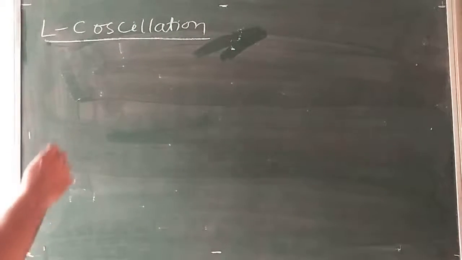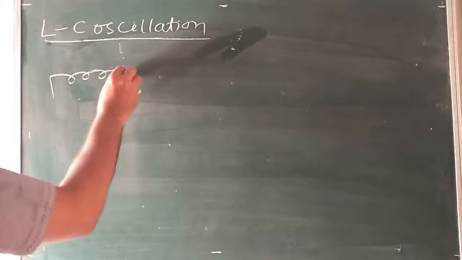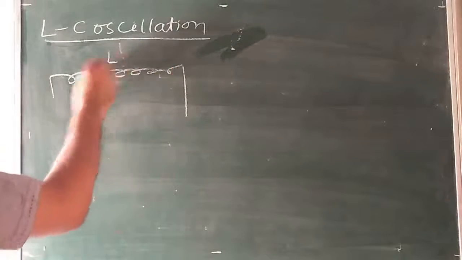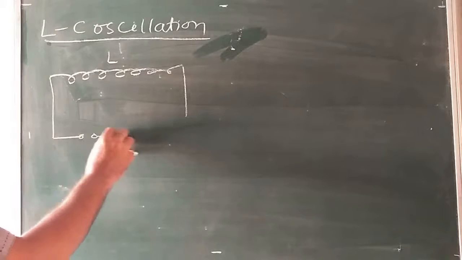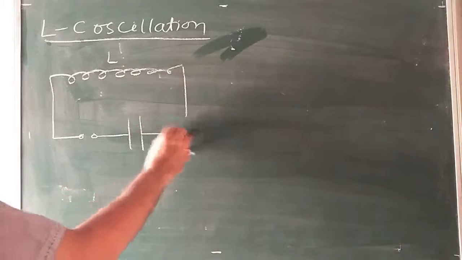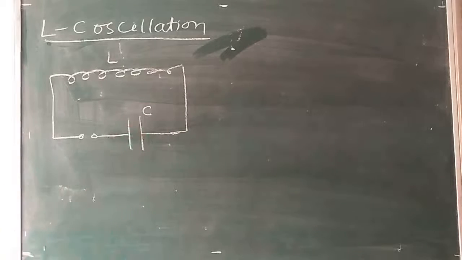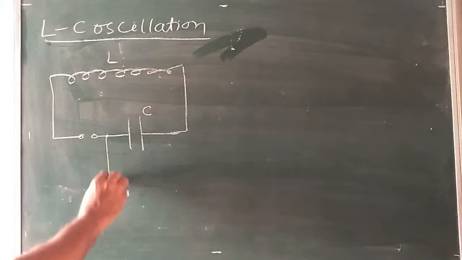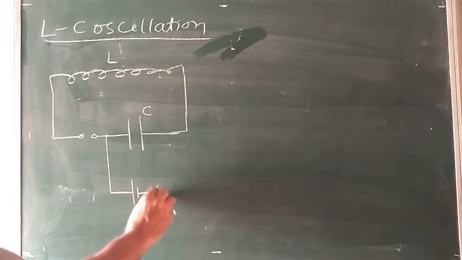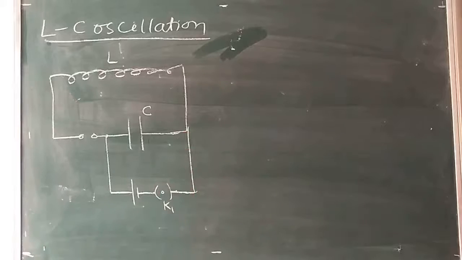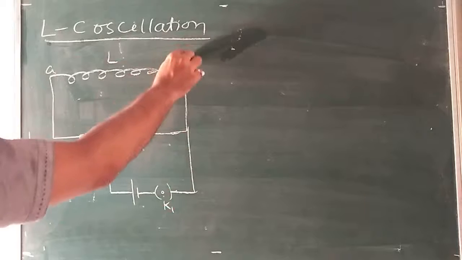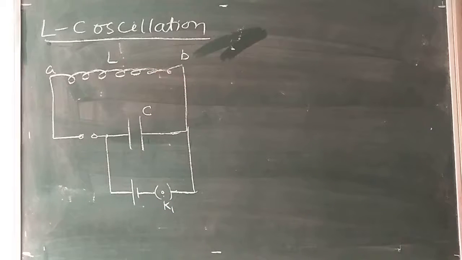So I am drawing a diagram here. Say here is a coil of inductance L connected to a key, and here we have a capacitor of capacitance C. Now here we have a cell and another key, say K1, connected like this. So this is our circuit diagram. Say this is the point A, this is the point B. Now draw the diagram.